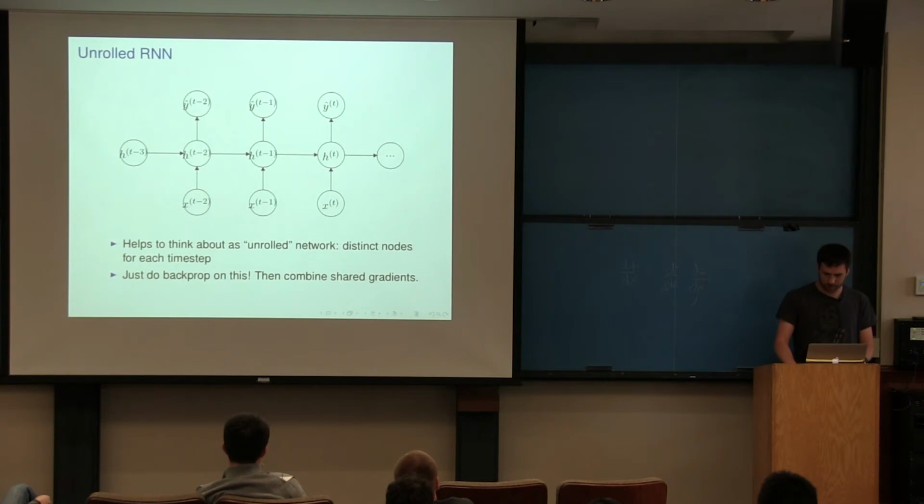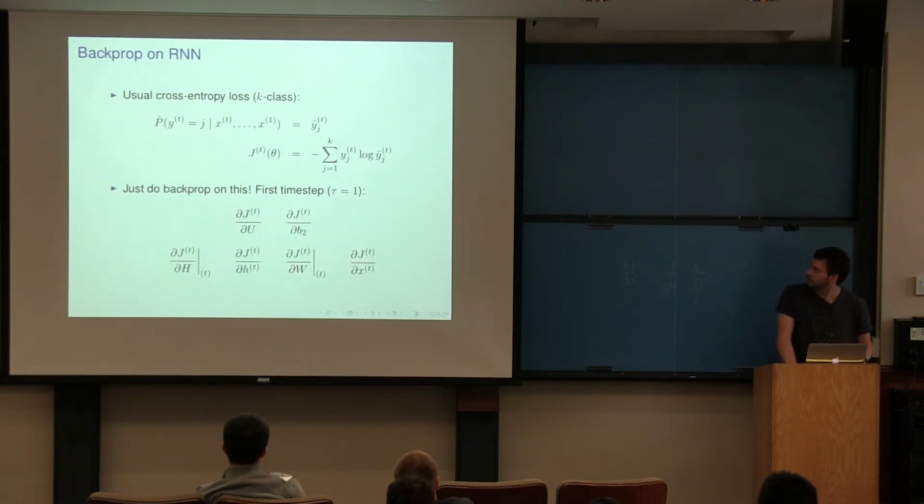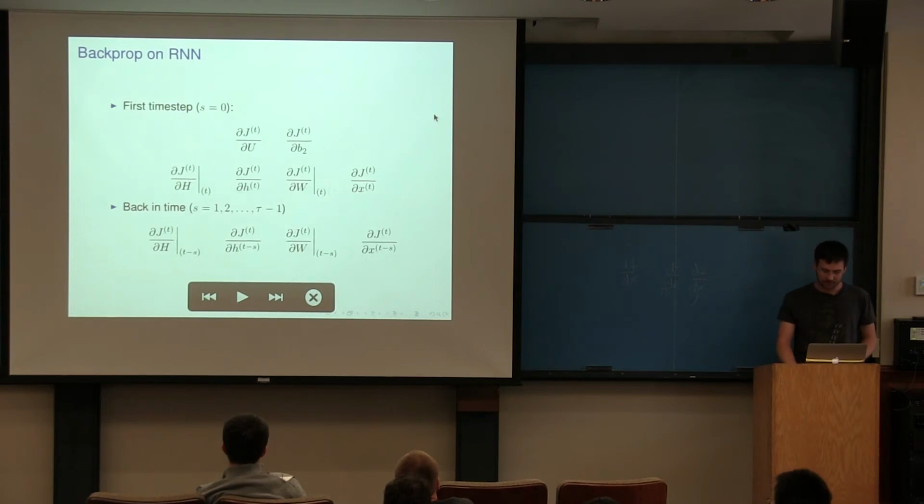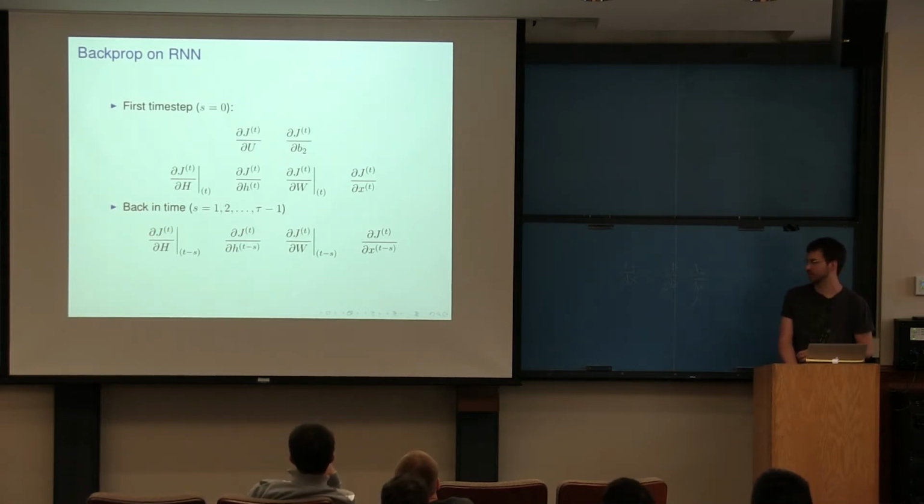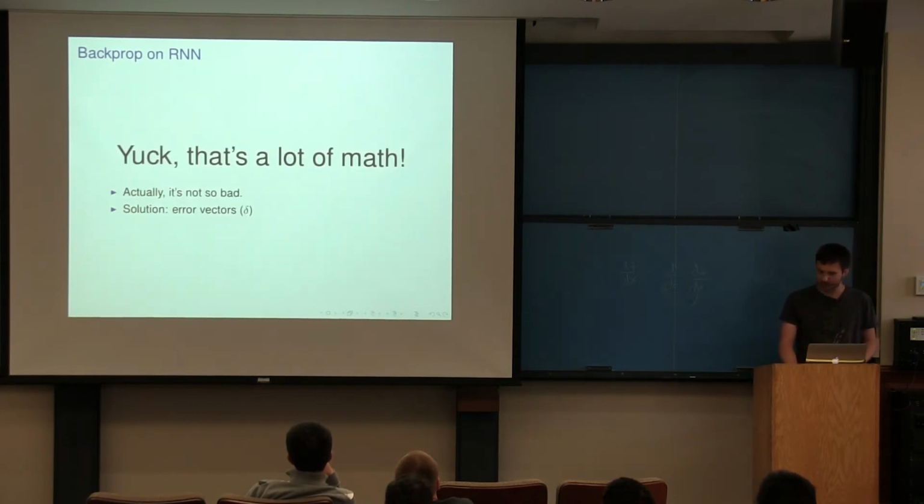So in order to backprop on this, for this example, we'll just take the usual cross entropy loss. So this should be super familiar if you just finished assignment 2. And then at the first time step, we have a lot of gradients to take. This looks bad, but it gets worse because we need to backprop and do even more things at previous time steps. But as Rohit showed you, there's only a handful of little building blocks that this is made out of. So it looks like a lot of math, but actually it turns out it's not so bad.